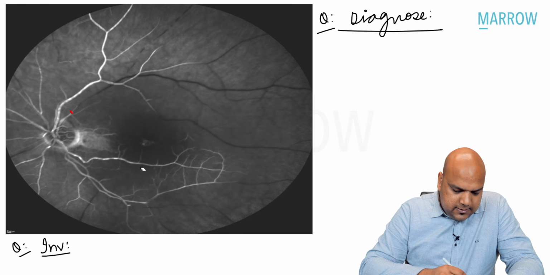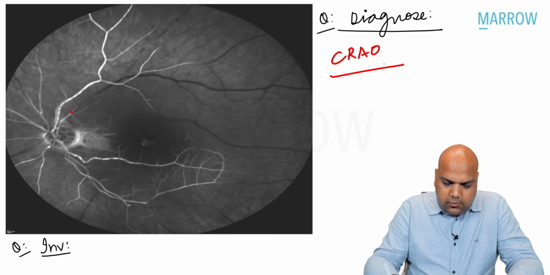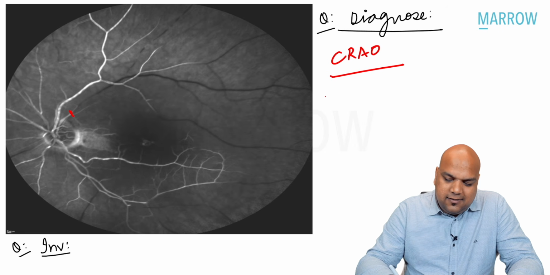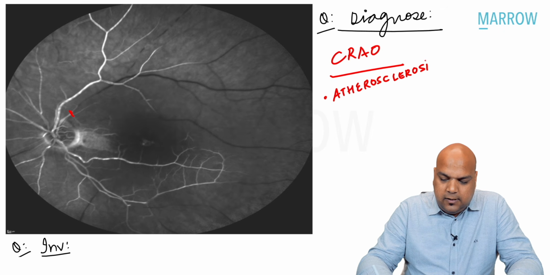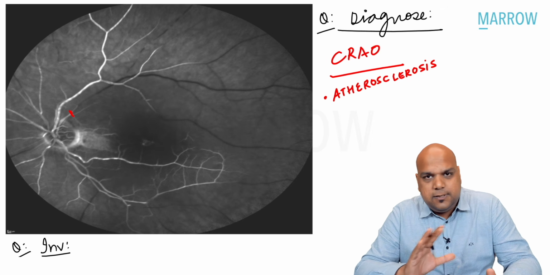So this looks like a case of central retinal artery occlusion or blockage. CRAO, central retinal artery occlusion. The most common cause is atherosclerosis. Please remember, FFA can show you two things, leakage or blockage, and that's what we have discussed in the images.